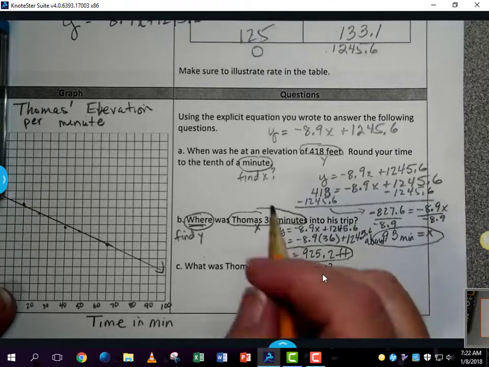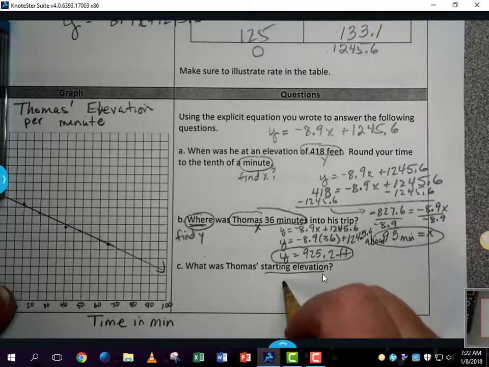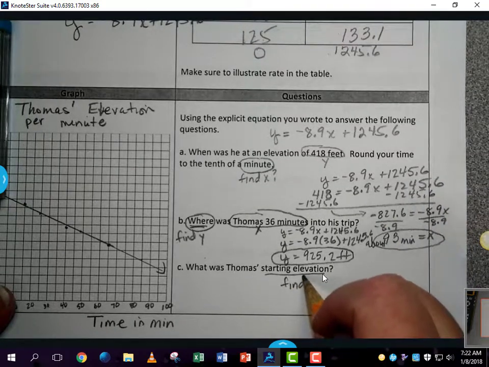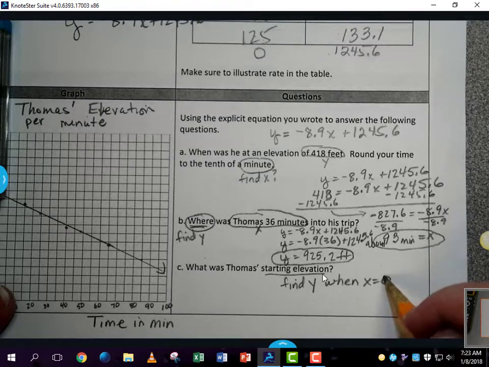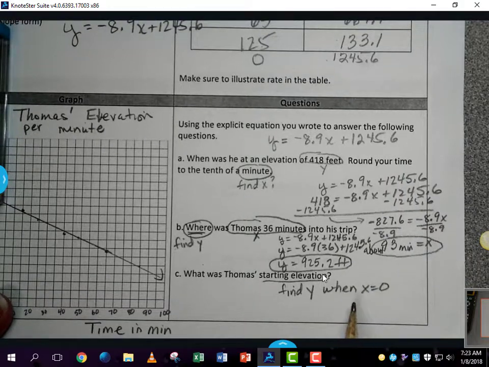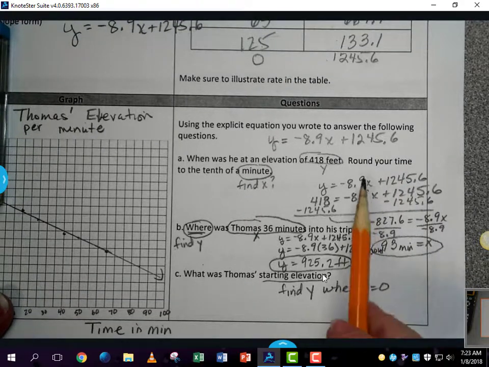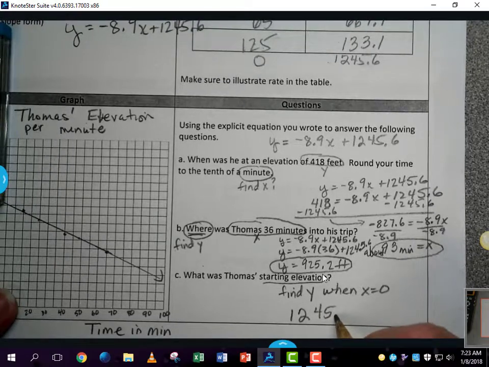Then it says, what was Thomas's starting elevation? Well, his starting elevation was at 0 minutes. So we're supposed to find y when x is equal to 0. Well, we already have that. That's the y-intercept. Whenever x is equal to 0, we're talking about the y-intercept. So we already figured out that his initial elevation was 1,245.6, and it's a scenario, so we need to have units, feet.